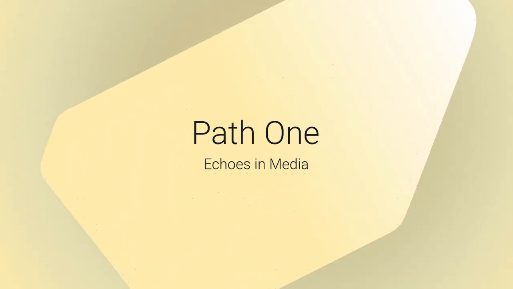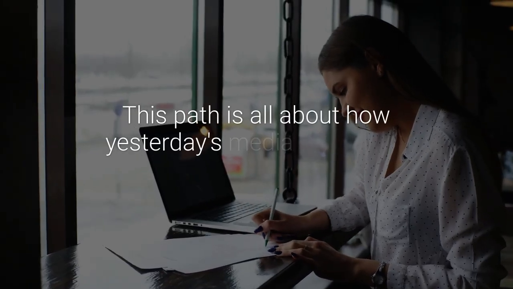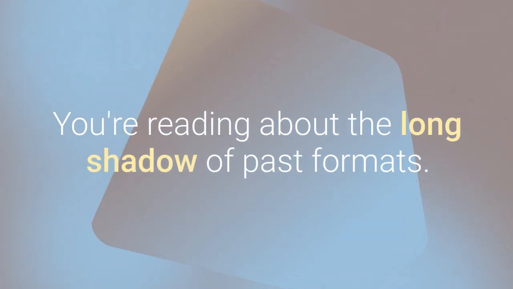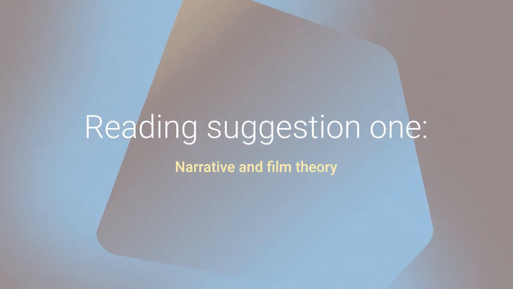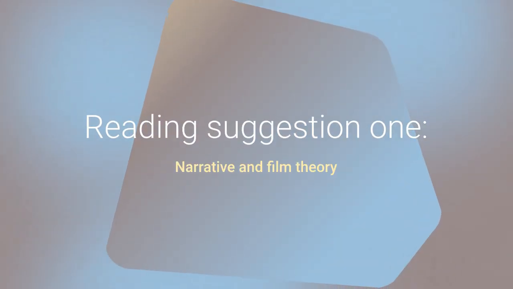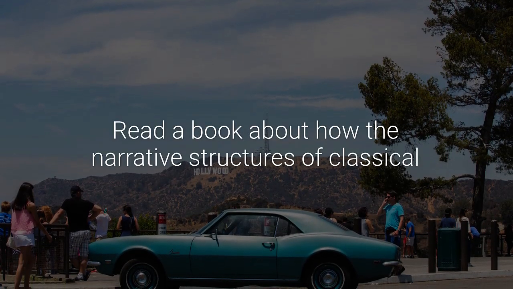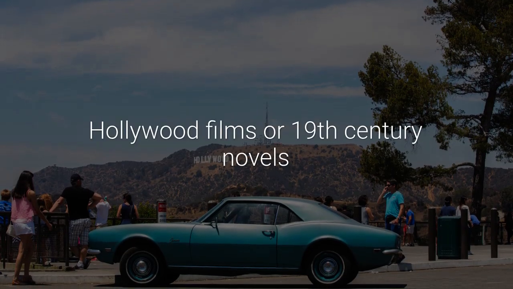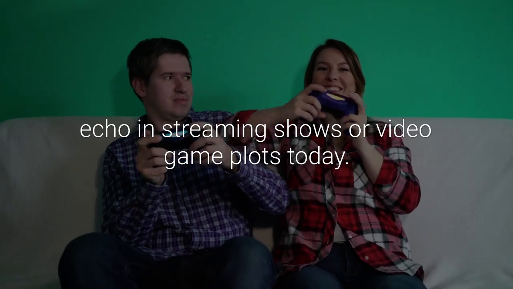Path 1, echoes in media. This path is all about how yesterday's media influences today's content. You're reading about the long shadow of past formats. Reading suggestion 1, narrative and film theory. Read a book about how the narrative structures of classical Hollywood films or 19th century novels echo in streaming shows or video game plots today.